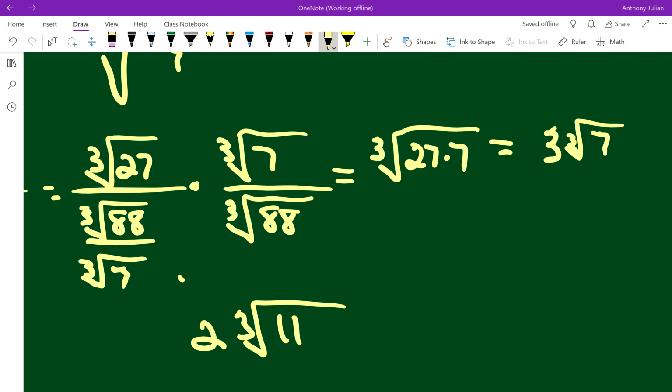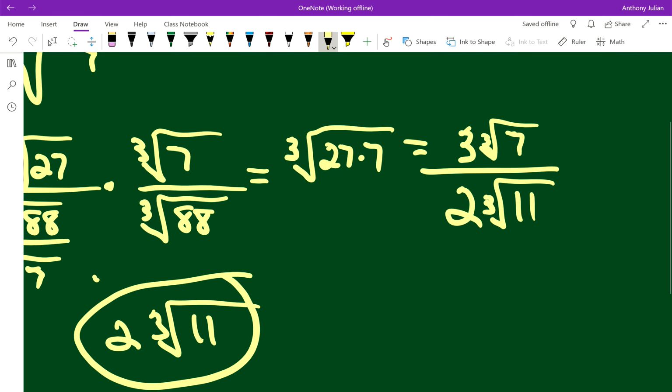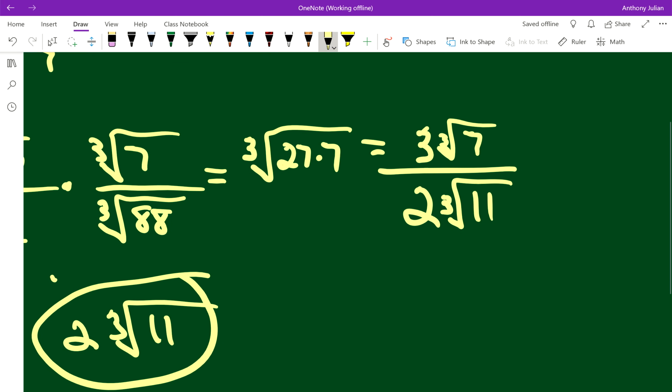Okay, yeah, and I'm going to put that simplified result here, underneath this 2 cube root of 11. Okay? Okay, so let's see, this is where I'm at. I had 3 taken out. All right, that sounds good.